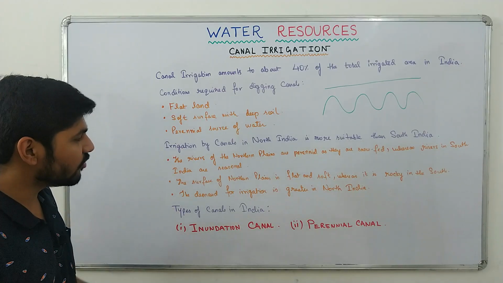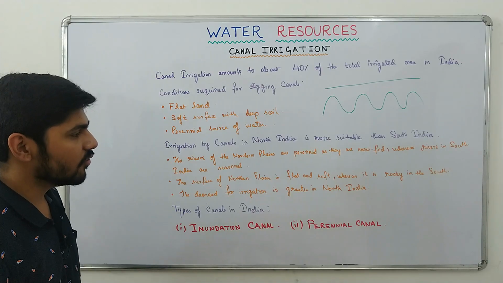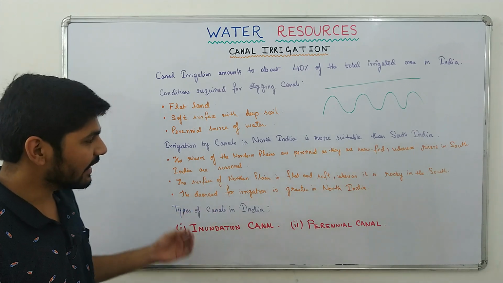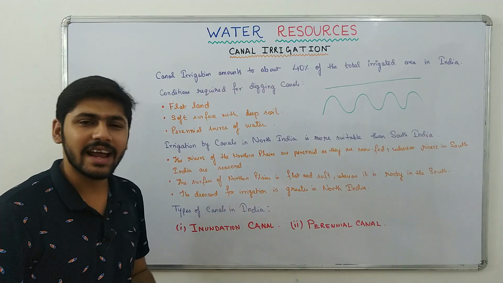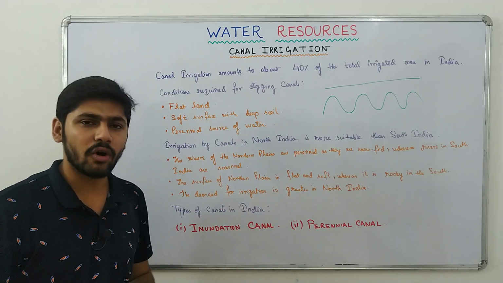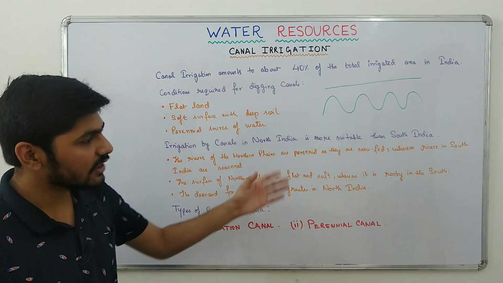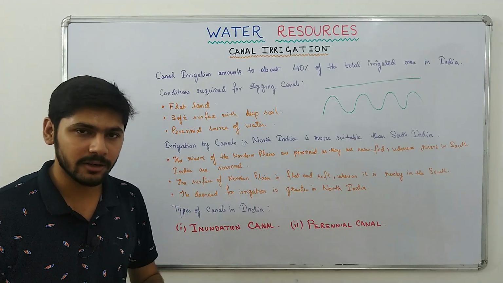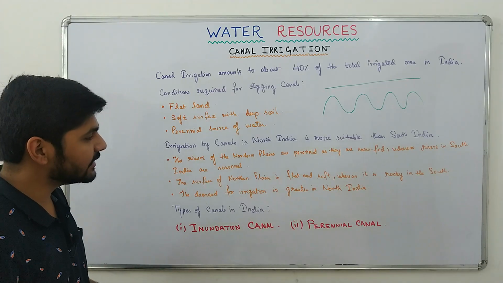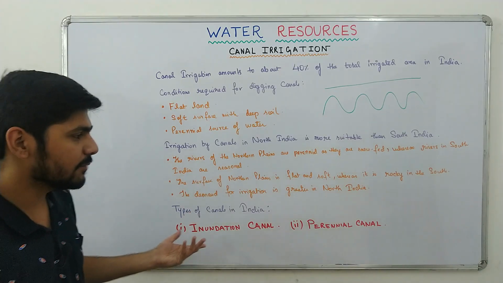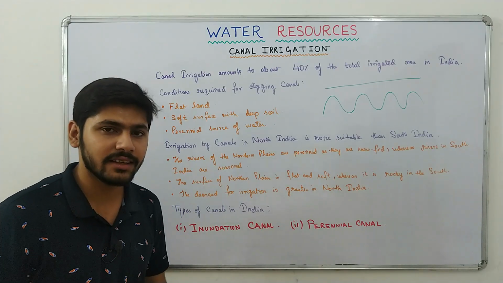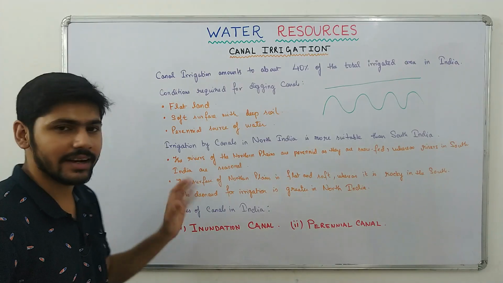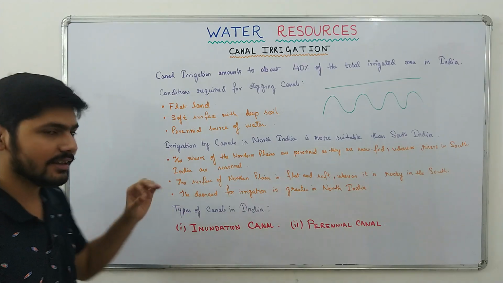Then the surface of northern plains is flat and soft, whereas it is rocky in the south. Now I explained this also. The land in northern plains is flat and soft, hence digging the canal is very easy and the water can also flow easily, but it is very rocky in the south. So that is why in the south canals are not easily dug. Then the demand for irrigation is greater in northern India. This is very simple. Where there is more demand for irrigation, there will be more supply of irrigation. Hence canals are more suited to northern India. So these are the 3 main reasons.